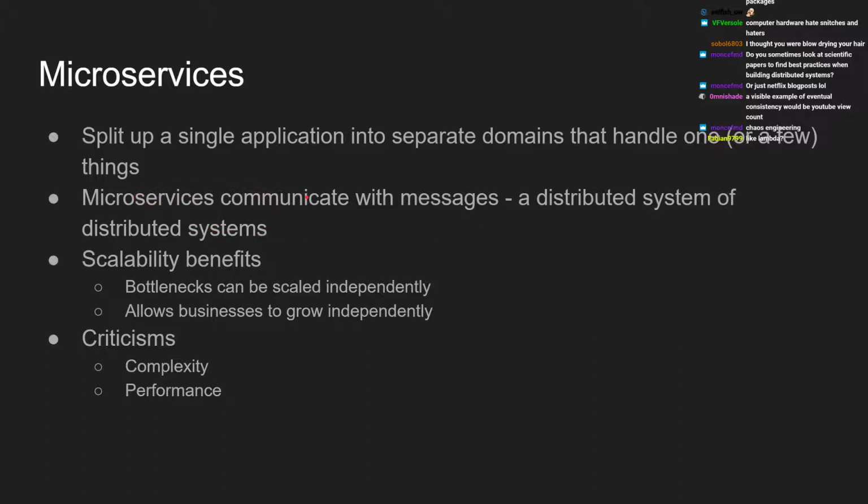Microservices then create a distributed system of distributed systems, because a microservice is also a distributed system. This has benefits primarily for scalability. If one system is a bottleneck, for example authentication, because everybody needs authentication, you split authentication off into a little separate thing, and then you can scale just the authentication part independently. The other, and this is really the primary benefit of microservices, is business flexibility.